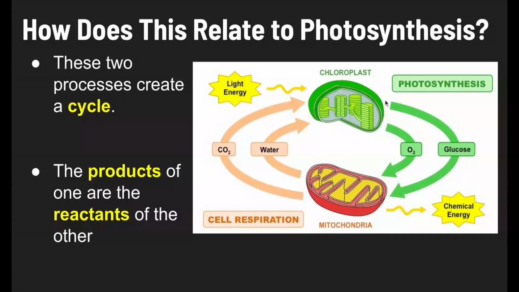During photosynthesis, oxygen and glucose are produced, and those products of photosynthesis, those same molecules, go into the mitochondria. So those are now the reactants of cellular respiration, and out of the mitochondria come 3 products: water, carbon dioxide, and chemical energy, which is ATP. So the water and the carbon dioxide become the reactants for photosynthesis. So those go into the chloroplast, and you can see this cycle that forms.